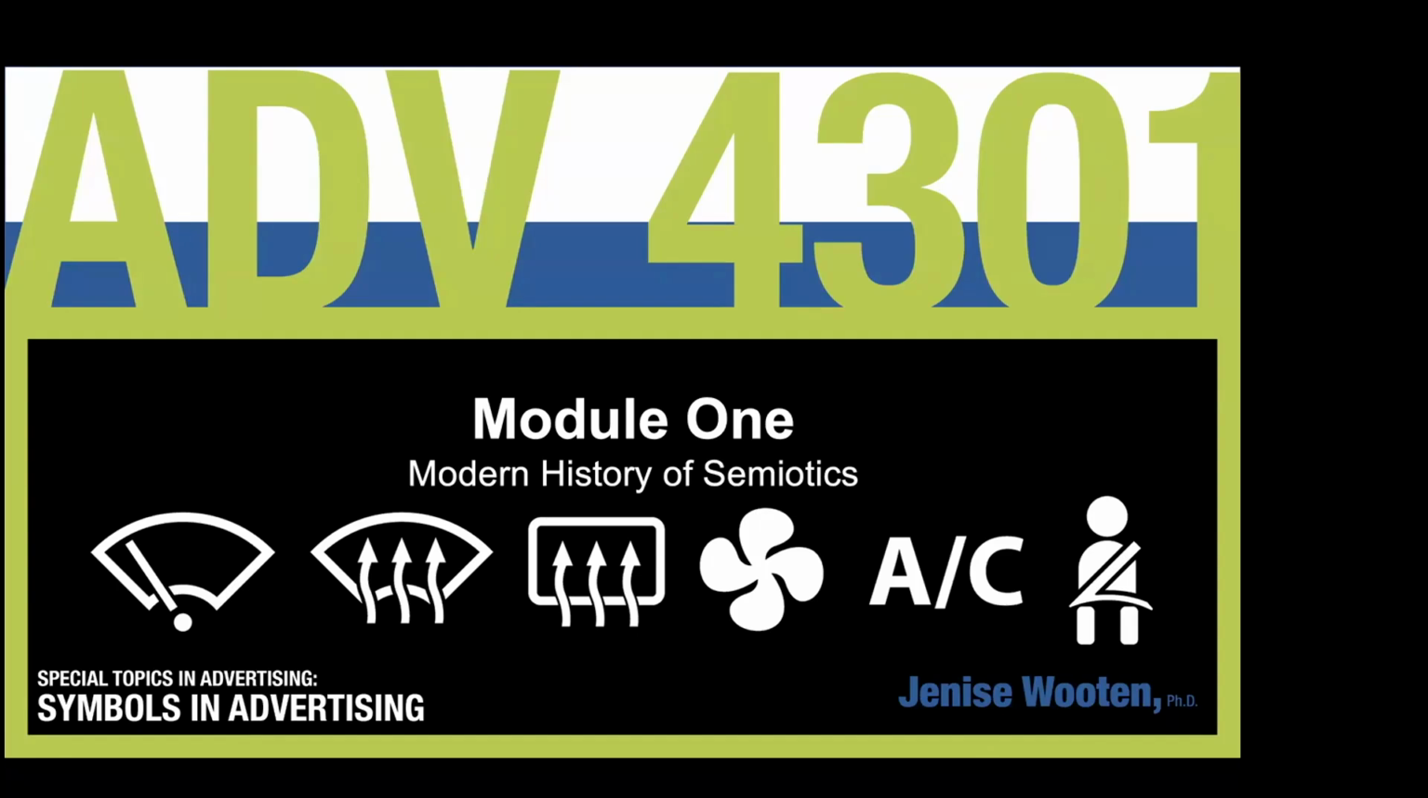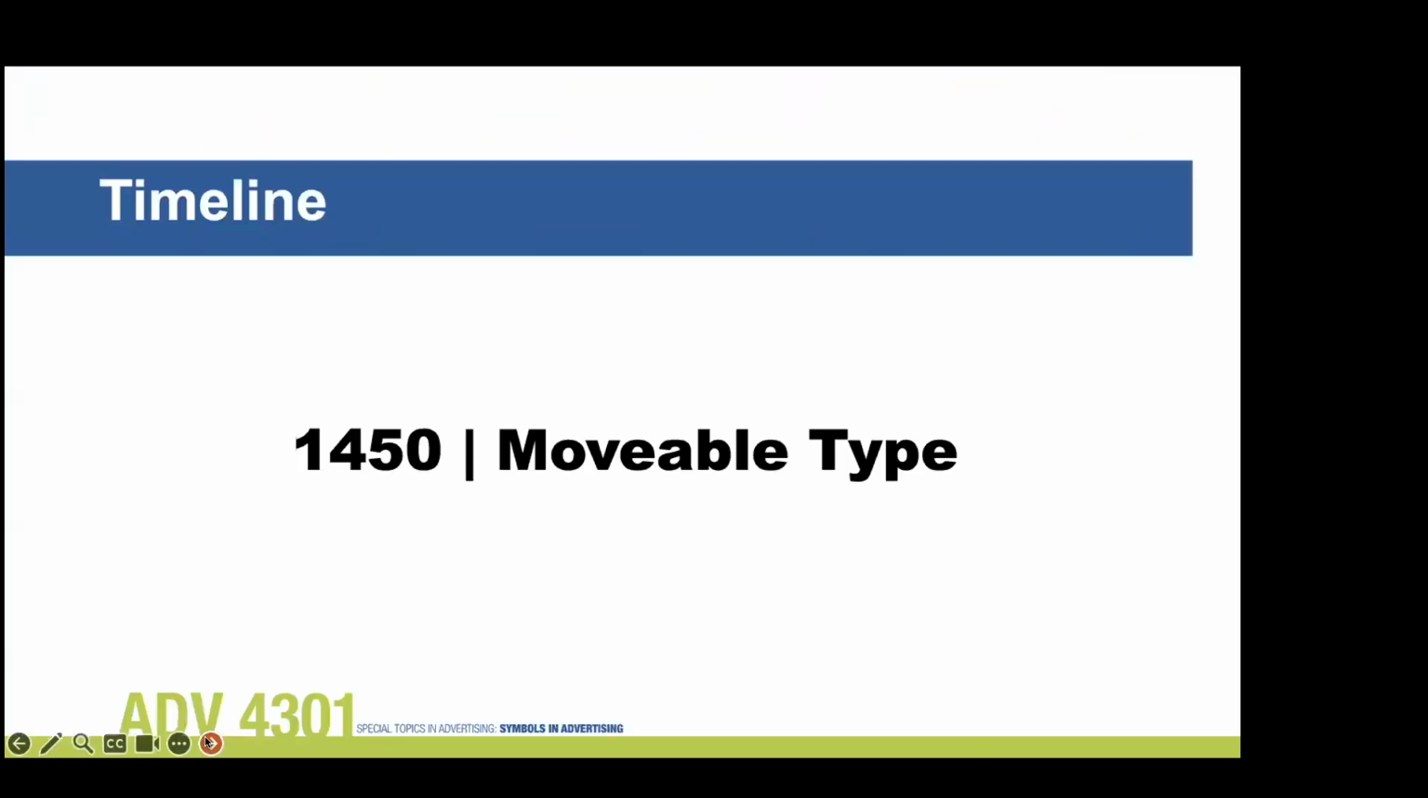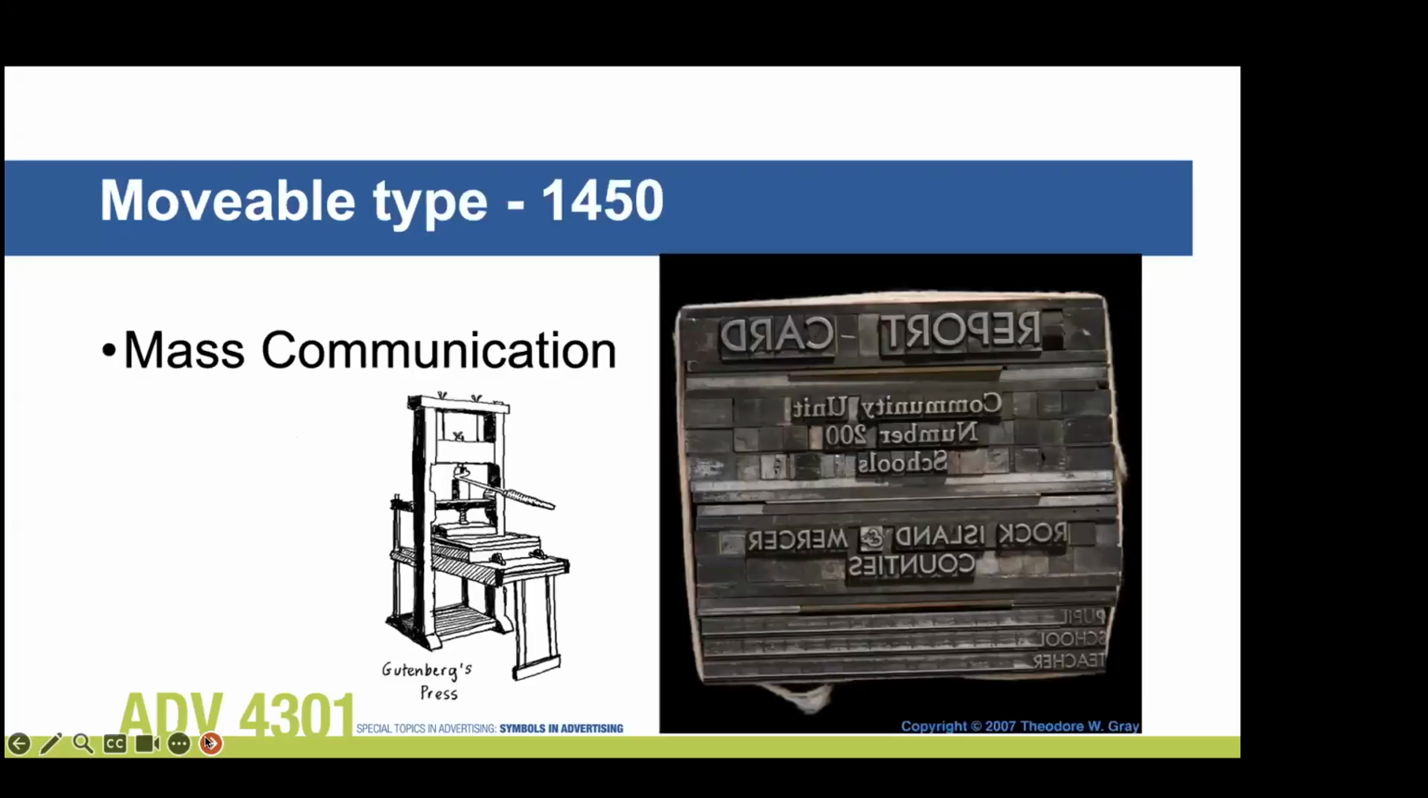In this video, we're going to finish up the history of semiotics and bring us up to date. So we finished the last lecture when we were talking about 1450, when we talked about the discovery of movable type. Just to refresh your memory, we're talking about movable type being those lead pieces of metal with the letters carved into them, and how they could use those to print multiple pages all at once.